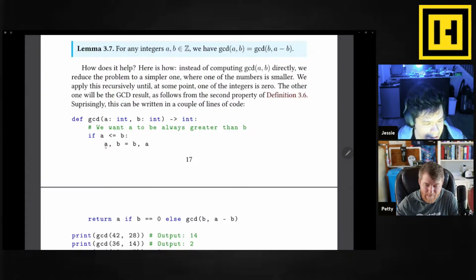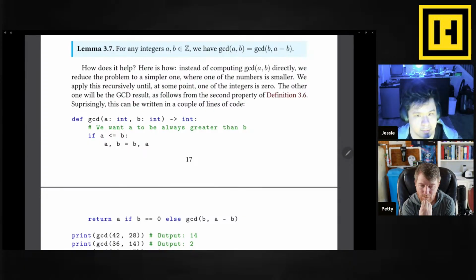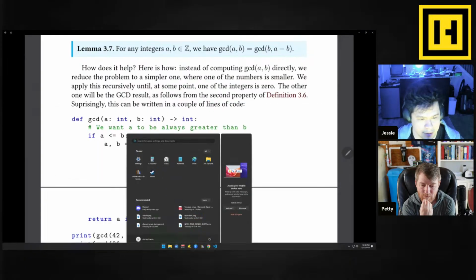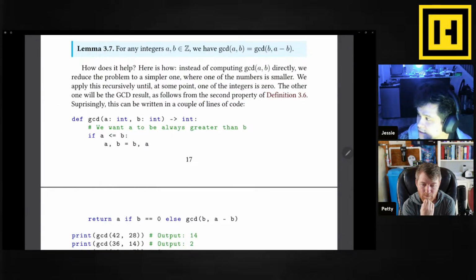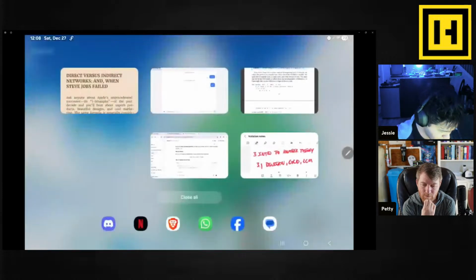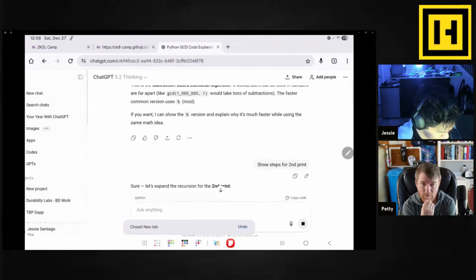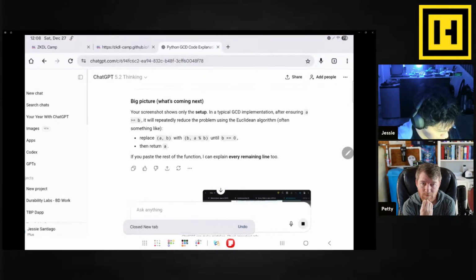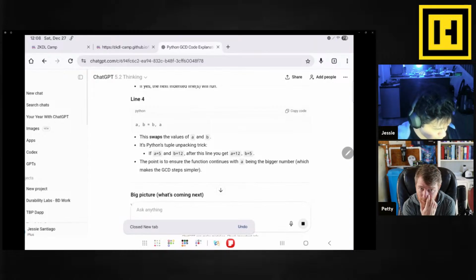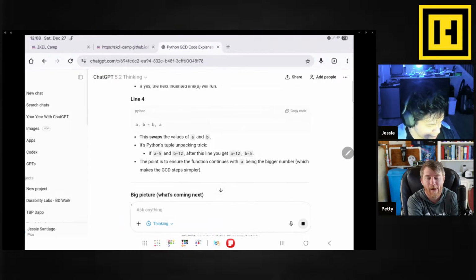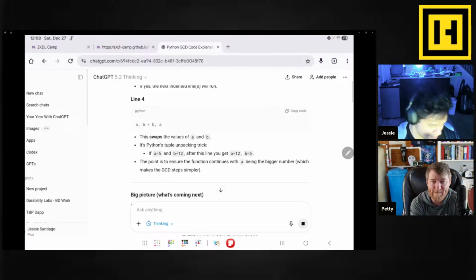The question I had here was that I'd never seen this format of the fourth line, A, B equals B, A. I looked it up in the ChatGPT conversation I did earlier this morning. They called it Python's tuple unpacking trick. It basically swaps A and B, and I didn't know that. That's pretty cool.